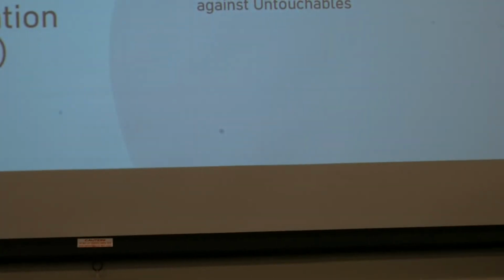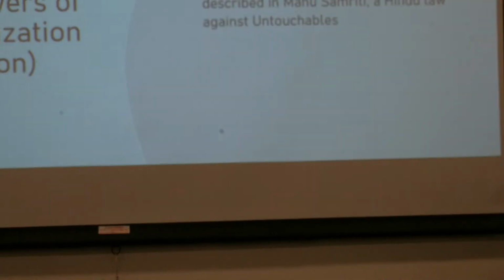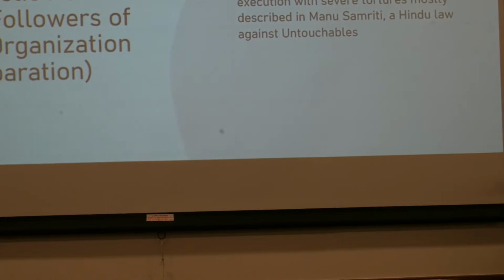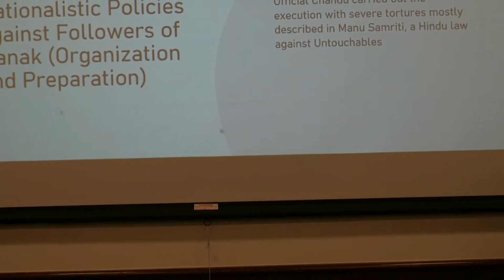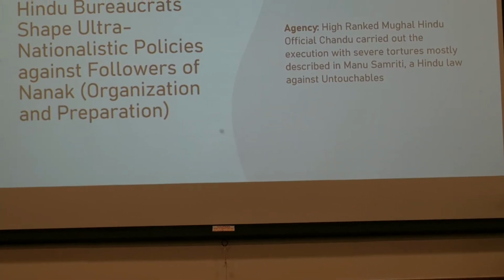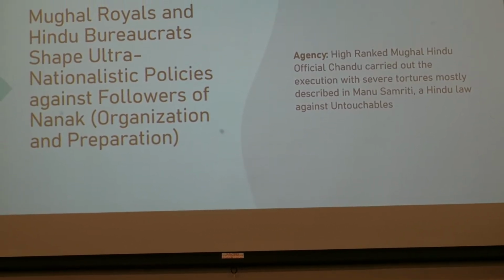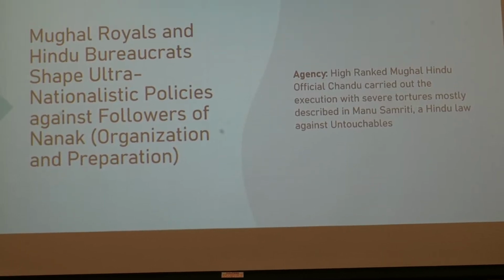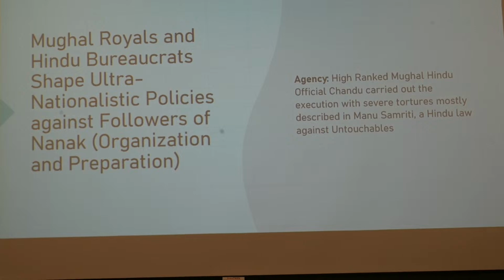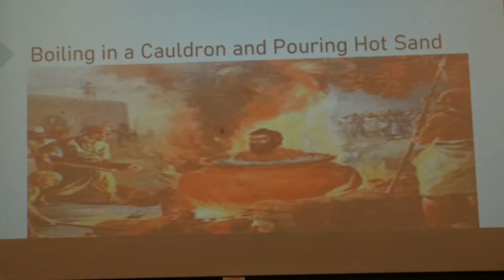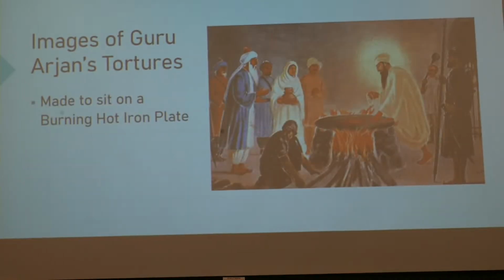Mughal royals and Hindu bureaucrats shaped ultra-nationalistic policies against the followers of Nanak. What was the agency? How was Guru Arjan Dev Ji tortured? High-ranked Mughal Hindu official Chandu carried out the execution with severe tortures, mostly described in Manusmriti, a Hindu law against untouchables. He was put in a boiling cauldron, hot sand was poured on him, and then he was made to sit on a hot iron plate. His tortures went on for 5 days, and all the time he was asked to convert to Islam.